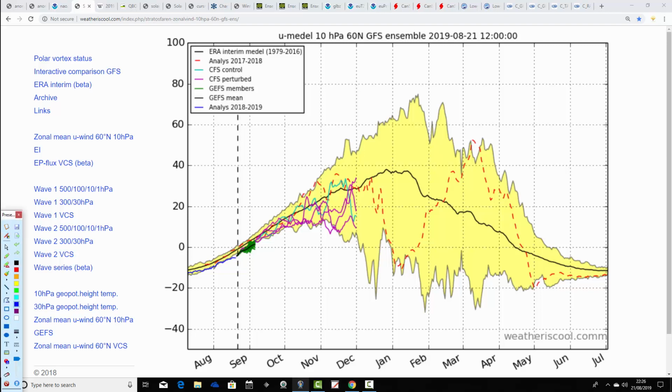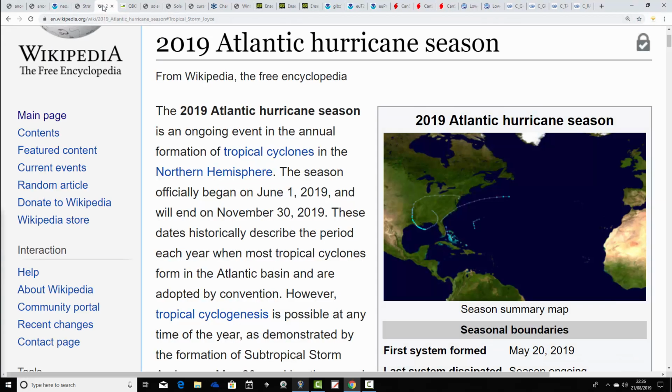We will talk much more about the strength of zonal winds at 10 HPA in the stratosphere over the North Pole over the coming weeks, and we'll be talking about this a lot in the winter updates in the next few weeks and months. We'll be keeping a very close eye on Atlantic hurricane and tropical storm activity.